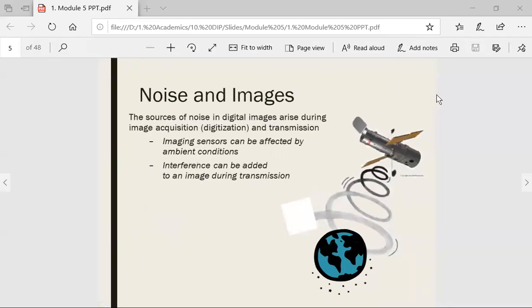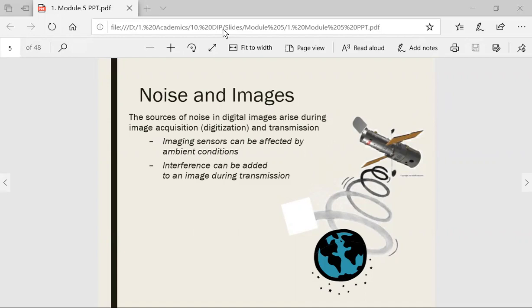Now, noise and image. How does noise come into the image? The sources of noise in a digital image arise during image acquisition and transmission. Image acquisition is done either by taking a photo or by scanning. While taking the photo, if there is dust on the lens or noise in the air, you're going to get noise in the image. Image transmission is the process of transmitting the original image to the processed image. While doing the transmission also, there might be chances of getting noise.